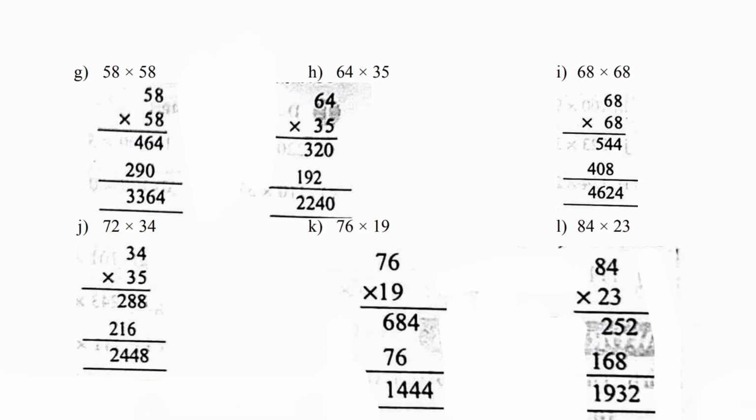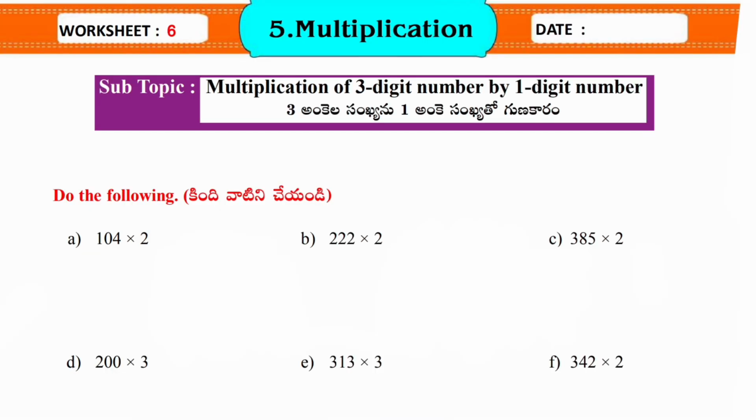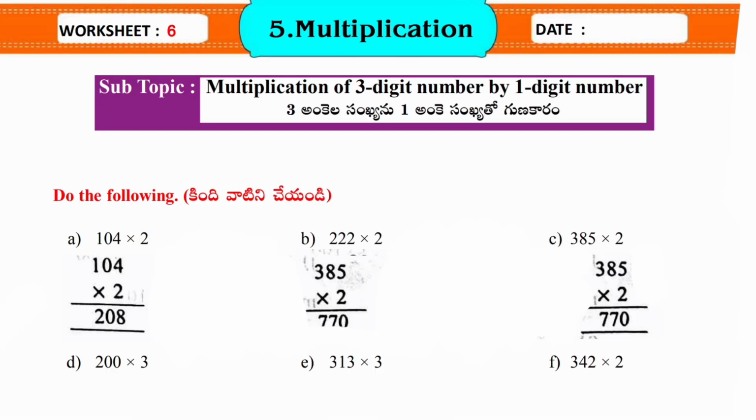So if you do the addition, if you do the multiplication, you will get the answer as 1932. Got it? So don't worry by seeing the big numbers, just do practice, you will get it. Okay, let's move on to the next worksheet, that is worksheet number 6.